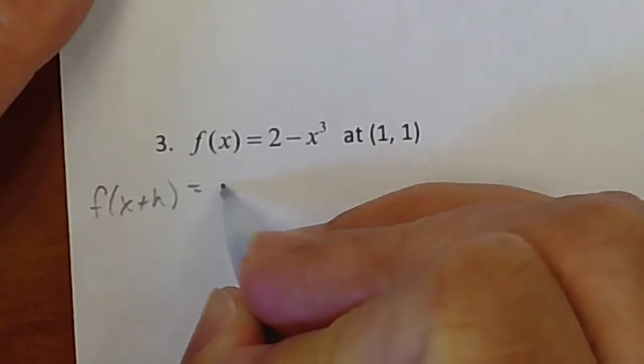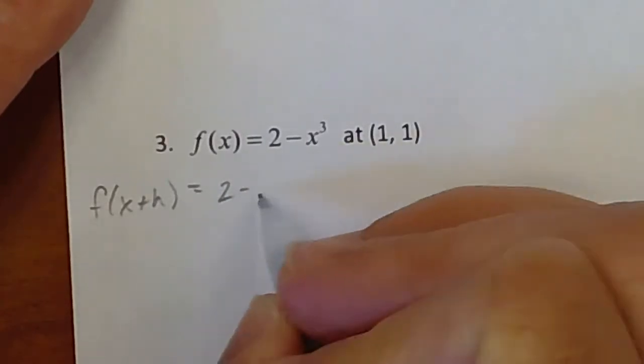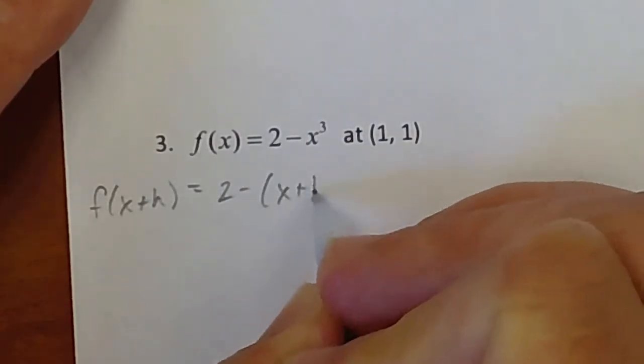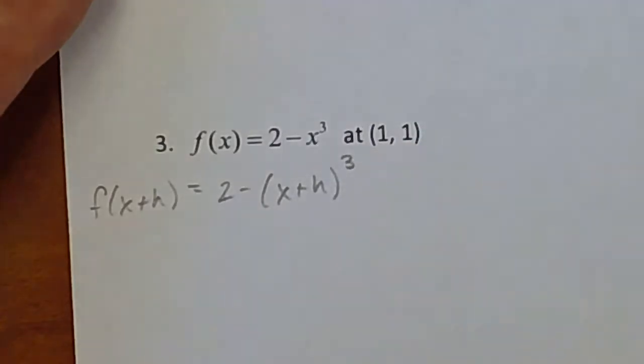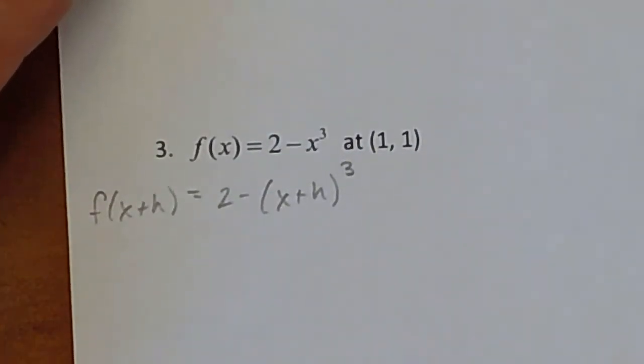We have one spot to substitute it in at, so 2 minus the quantity x plus h cubed. Okay, so to cube this, we could get fancy and get the binomial theorem out. When the exponents get higher than 3, I would definitely encourage you to do that. But I think to the third power, we don't have to over complicate things here.